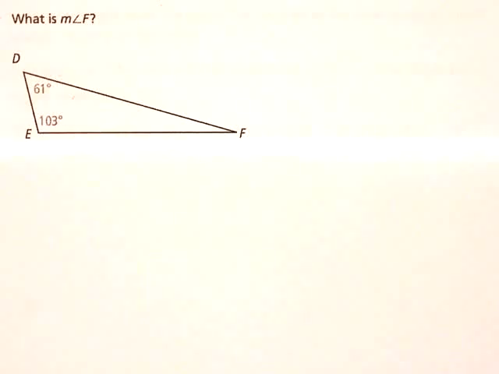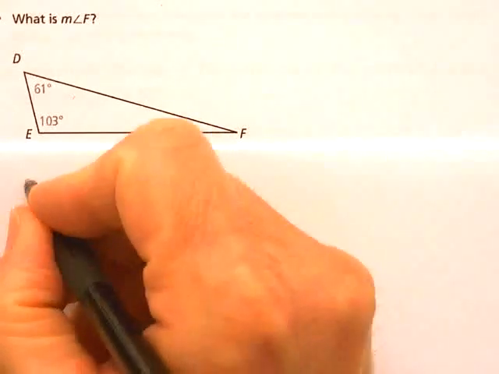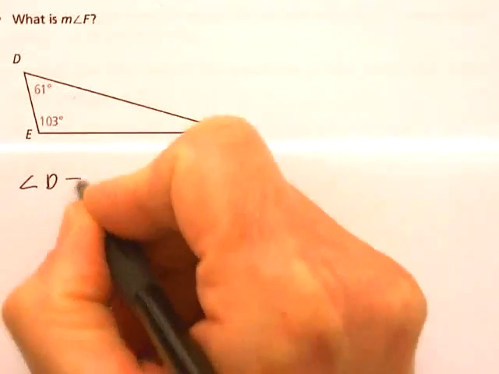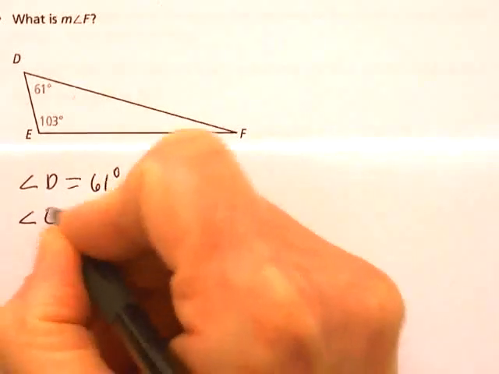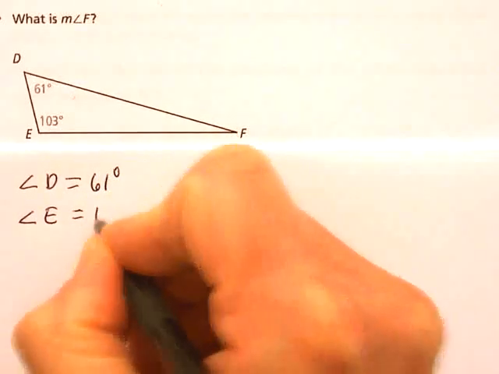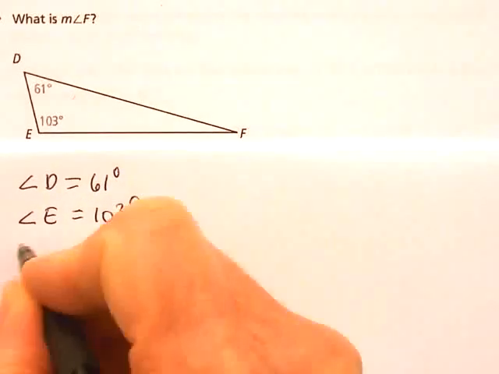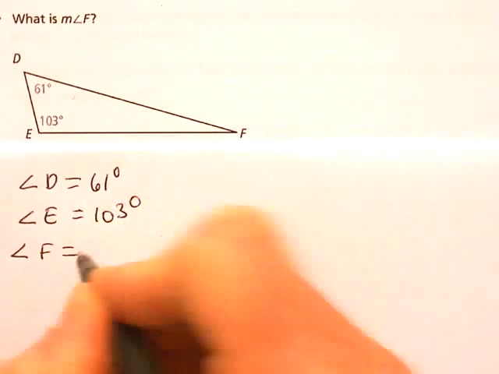In this video, we're going to find the measure of an unknown angle given the measure of other angles in a triangle. All right, we know that the three angles of a triangle add up to 180 degrees, and we're given triangle DEF, and we're told that angle D equals 61 degrees, and angle E equals 103 degrees, and we're trying to find out what angle F is, and that's our unknown.